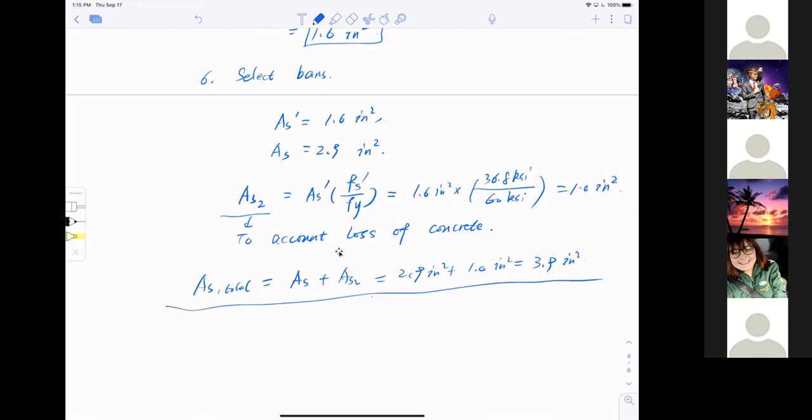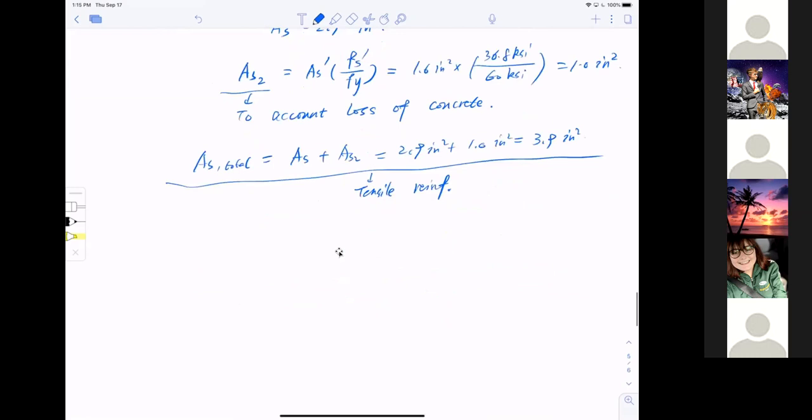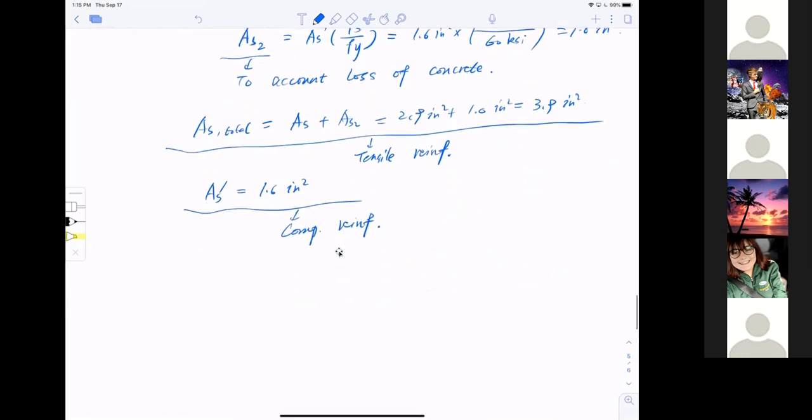Okay, so this is the tensile reinforcement. And now still AS prime, which is compression, that is 1.6 inch squared. And this is the compressive reinforcement. Okay, now I can select bars, right?